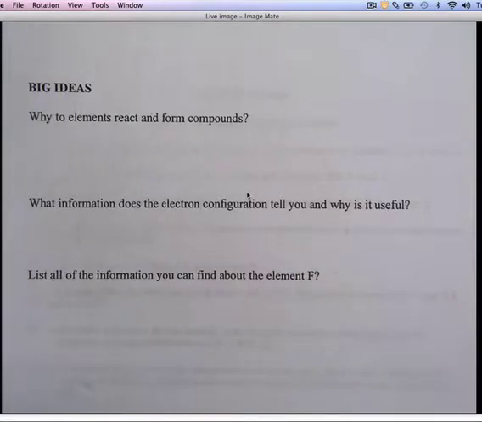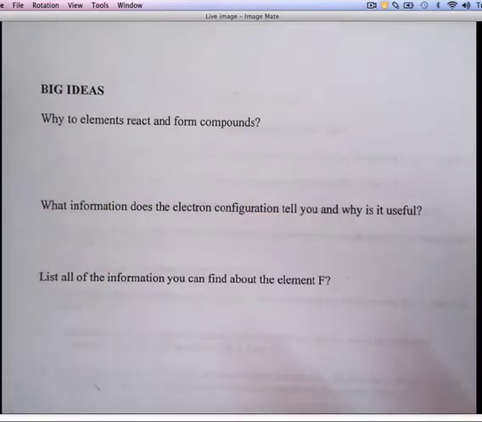The test is coming up soon, so hopefully this helps put some of my big ideas together, and you can make it all connect. So first question: why do elements react to form compounds?